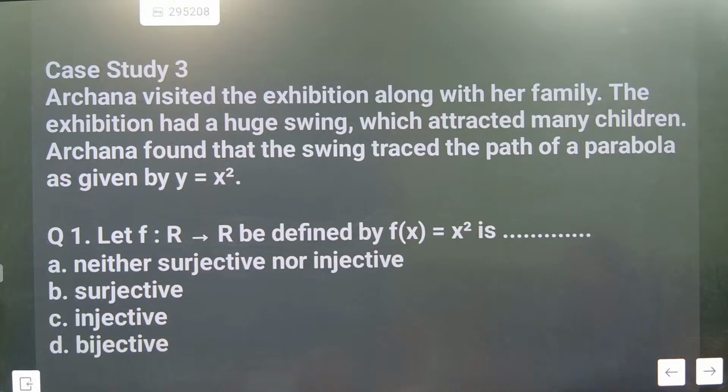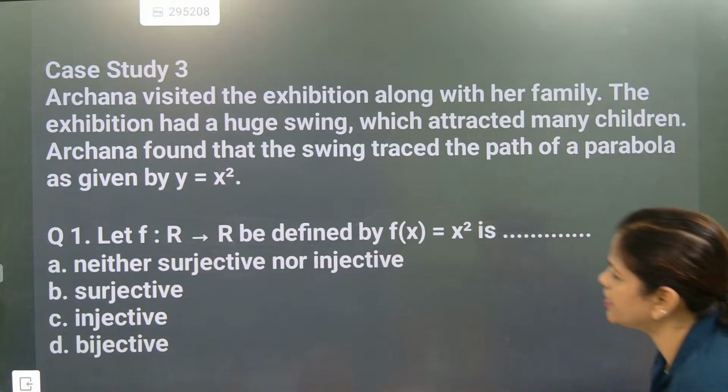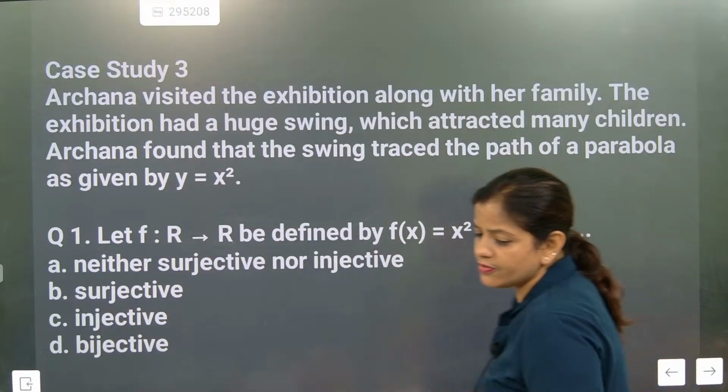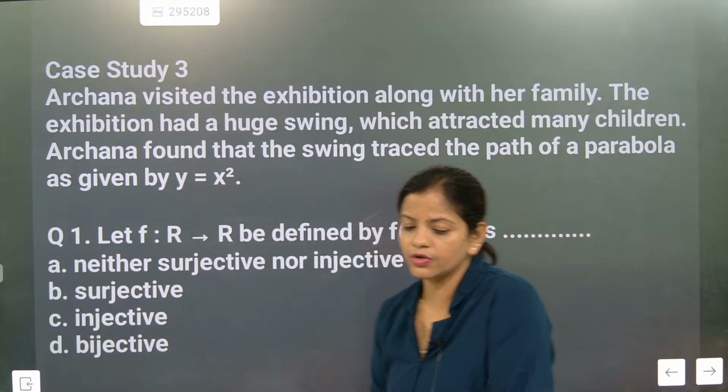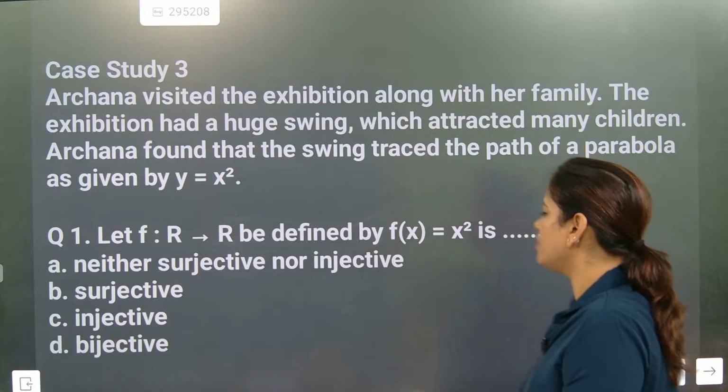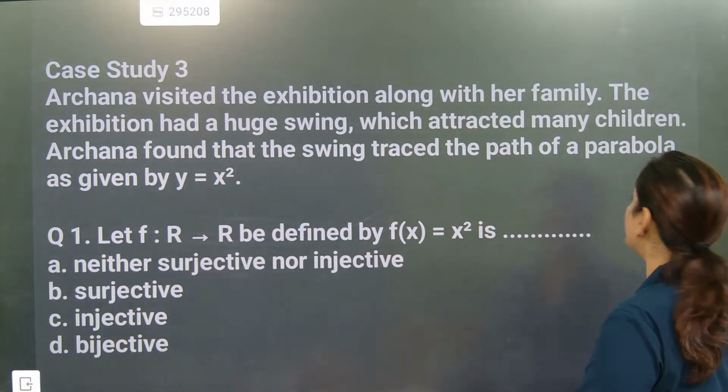So look here. R is defined by f(x) = x². So is it surjective and injective? Injective means one-one. Surjective is onto. It is not going to be one-one onto. By the graph itself, it will become very clear.